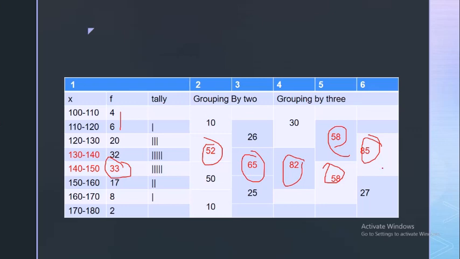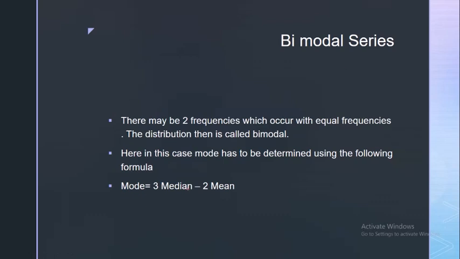Now that you have filled up all the required things in the table, you can see that the tally marks are 5 and 5 for the 130 to 140 class and the 140 to 150 class. So there are two model classes. This is called a bimodal series. There may be two classes which occur with equal frequency, and that kind of distribution is called bimodal. Here in this case, the mode has to be determined. We haven't determined the mode yet.